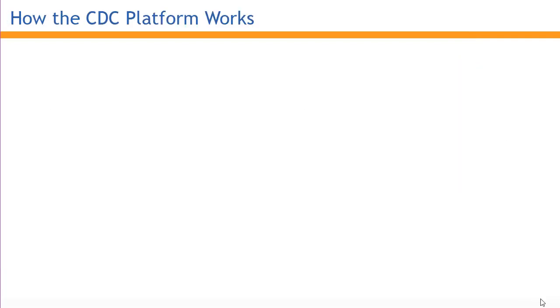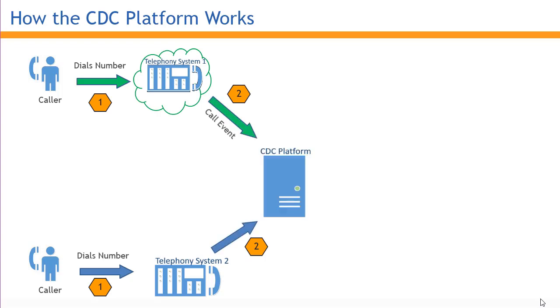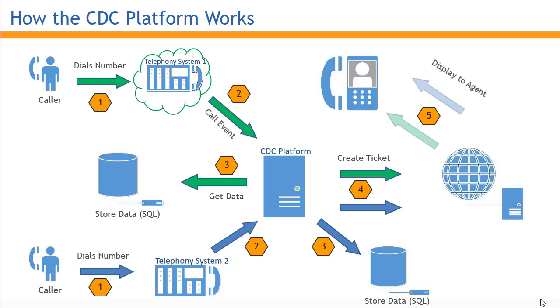By now I'm sure you're wondering how all of this works. This diagram will walk you through the process of how a call is received, navigated, and handled. The process begins with a caller dialing your number. CDC receives the call events for each call, which are then handled by the telephony system. The platform then can retrieve and store data from the customer. Using this customer data, interactions are created within Zendesk, and a ticket is generated for your customer and is displayed for the agent for both review and action.